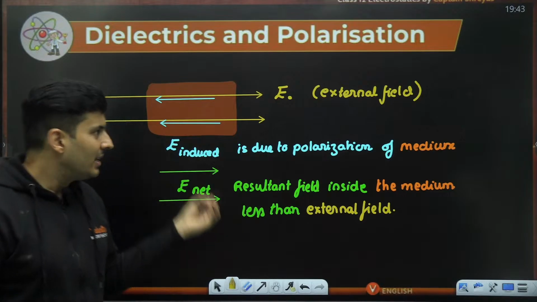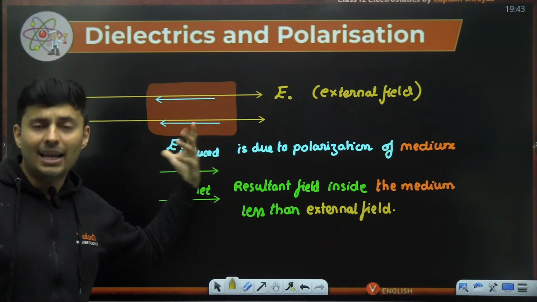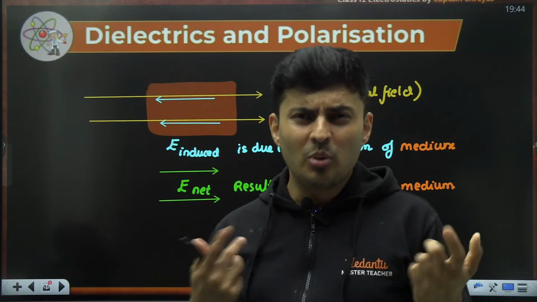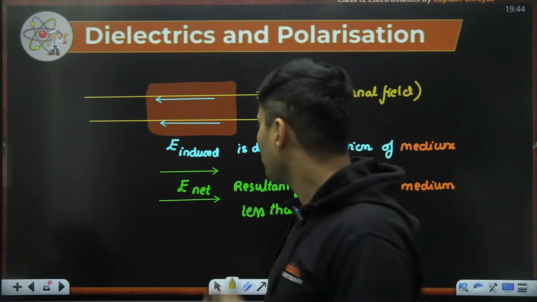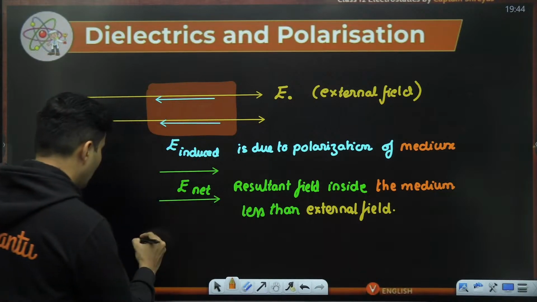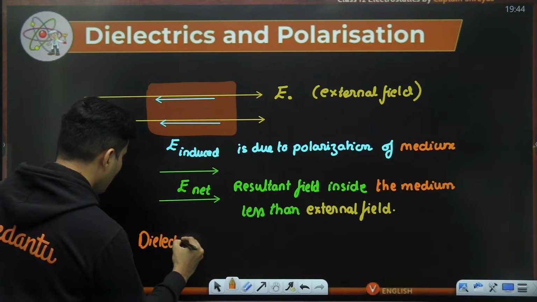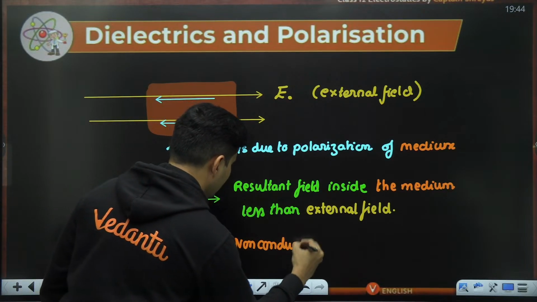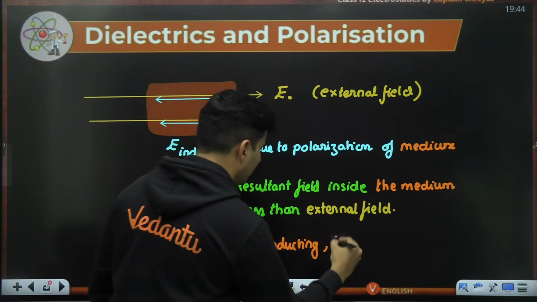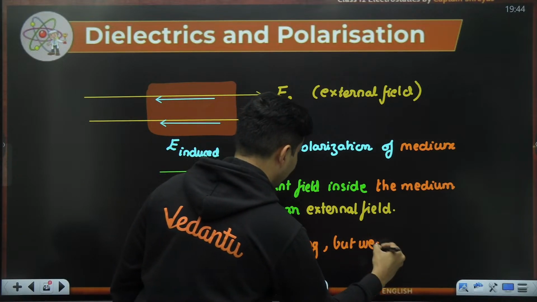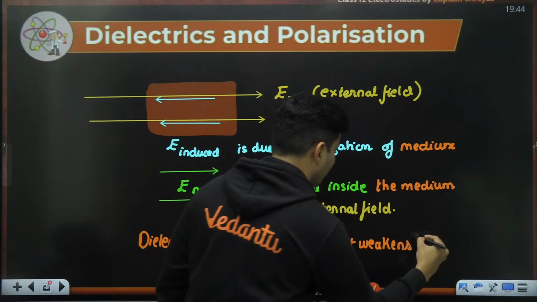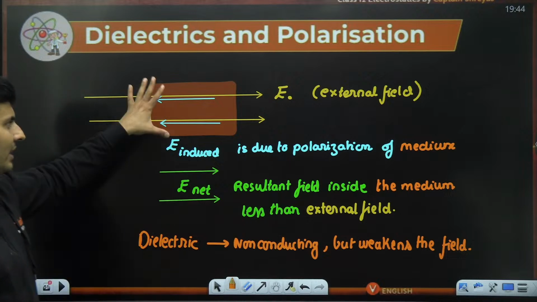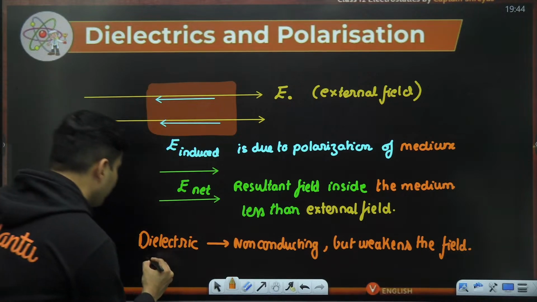This medium is now called a dielectric medium. It comes because of the dipoles which are formed because of polarization. That is why it is called a dielectric medium. So it is basically non-conducting in nature, but it weakens the field which is there inside. So that is called a dielectric medium.